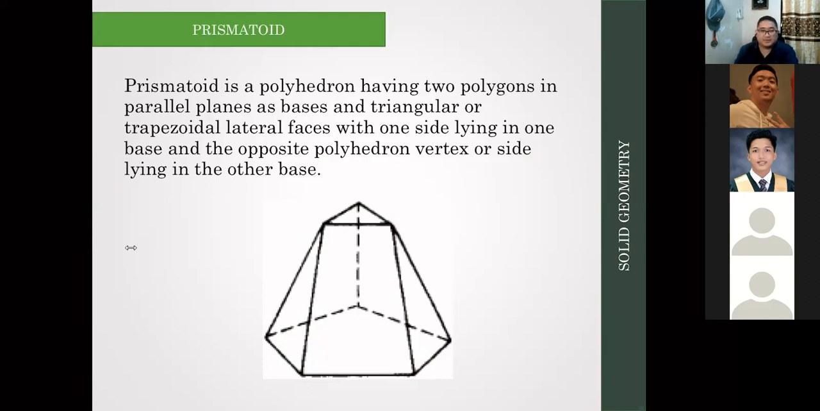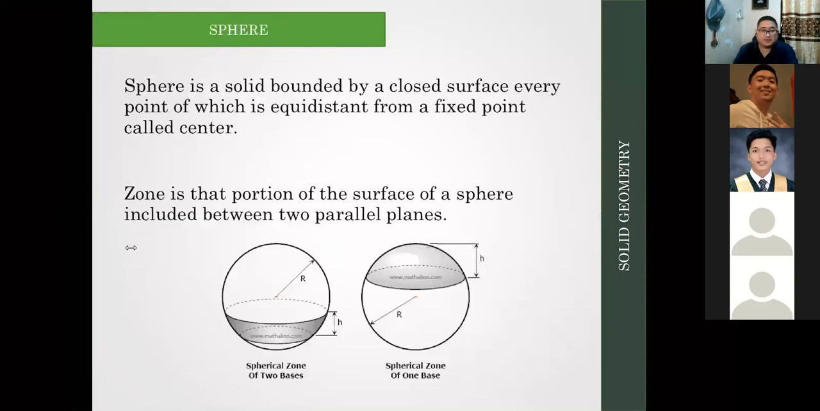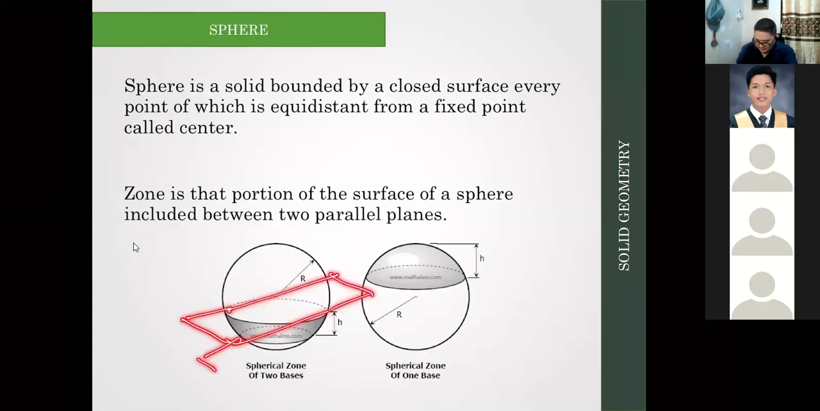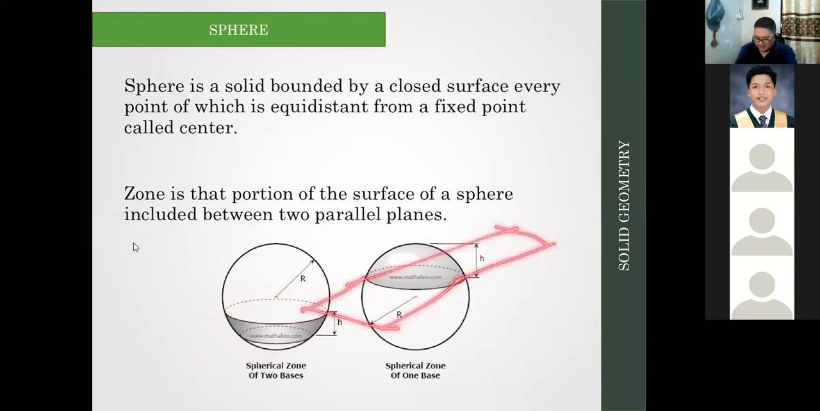Okay. And then we have the sphere. We are already familiar with the sphere because of spherical trigonometry. But now we will be passing a plane through the sphere again. And when we pass two planes through it, for example, this is the first plane, then this is the second plane, we form a segment which we call a zone. Okay?